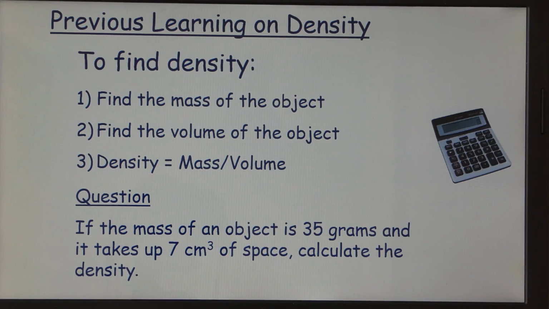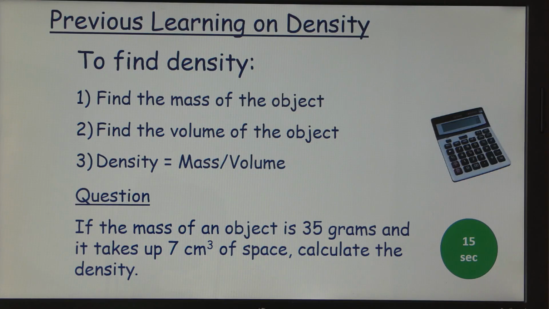Let's have a look at an example. If the mass of an object is 35 grams and it takes up 7 centimetre cube of space, calculate the density. So have a go at calculating this now by yourselves. 15 seconds.